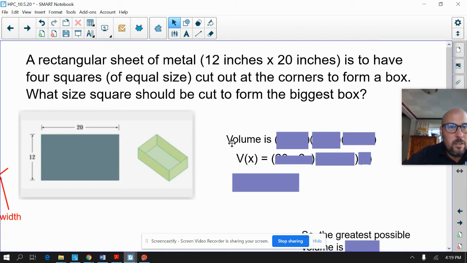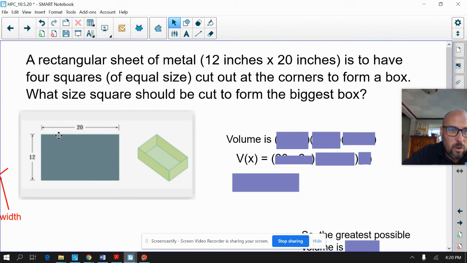You've got a rectangular sheet of metal that's 12 by 20 inches. That's the dimension of that rectangular sheet right here. And what you're going to do is you're going to take some shears and you're going to cut a corner of equal size from all four corners.